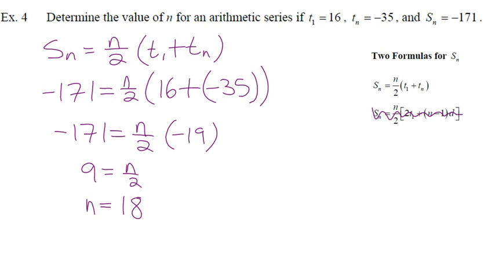Okay, so it's the sum of 18 terms. Now, if you're done a test early, you can go back and check this, right? Use that formula: 18 over 2 times (16 plus negative 35), and see if I get negative 171. It's verifying. Yes, that's the right value of n.